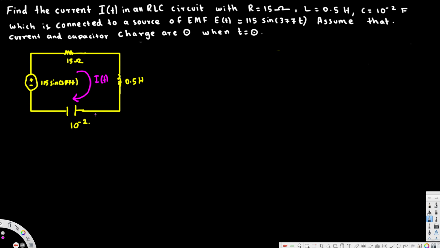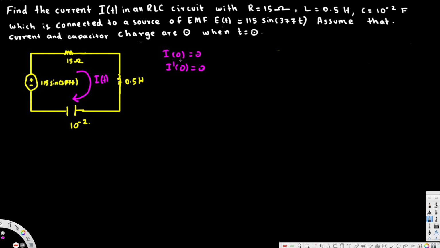Okay, the first thing is we are going to look at the initial conditions, and here they have mentioned that when the time is equal to 0, the current and the capacitor charge are 0. So we can say I of 0 is equal to 0, and also I prime of 0 is equal to 0. So these are the two things we need in order to derive the final answer. We are going to use this one later.